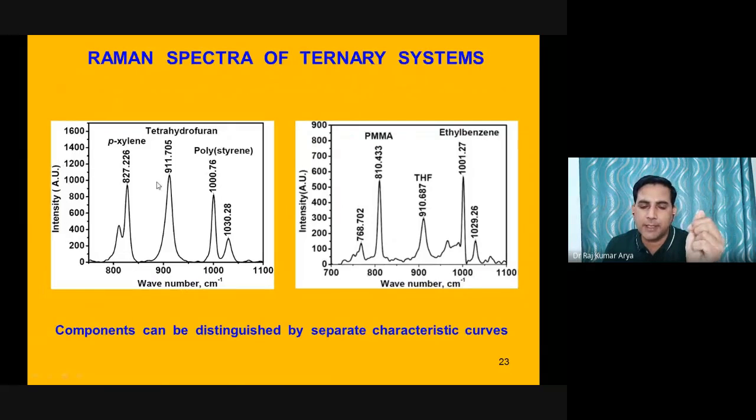So based on that, what we have found in case of paraxylene, tetrahydrofuran, polystyrene, these are the three peaks: 826, 911, and 1000, which are not present in any other. Means 826 is not present in tetrahydrofuran, is not present in polystyrene. So this is the signature of polystyrene. Same thing for tetrahydrofuran. This is the characteristic peak of tetrahydrofuran at 911, which is not present in anything else.